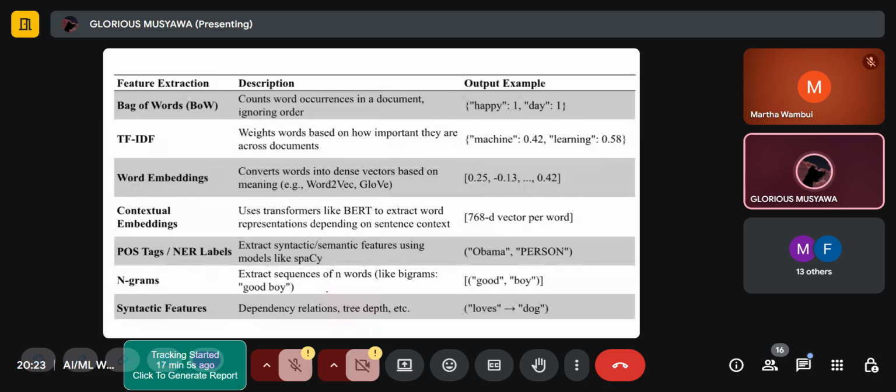This is just a summary for feature extraction. These are going to repeat themselves because it's a table that is helping us understand. So we have bag of words, which counts word occurrences in a document, ignoring the order. So it's going to count how many words there are.